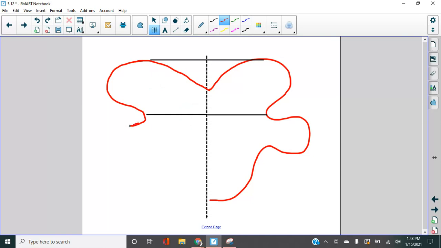But try that. Try to draw the exact shape on the other side. Ooh, I got pretty close. All right, you try it. Try to draw a symmetrical figure.